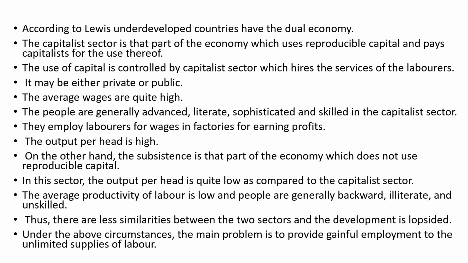As we have already seen in the Lewis theory of economic development, there are two different sectors identified by Lewis. There is a subsistence sector and a capital sector. The subsistence sector he identified to be the agriculture sector, or some sector that uses labor as the main factor of production, whereas the capital sector, or the manufacturing sector, uses capital as the main factor of production. So this is a basic difference between the two.